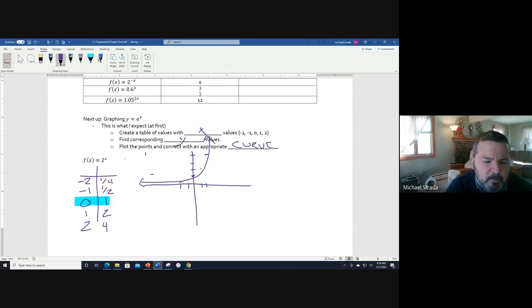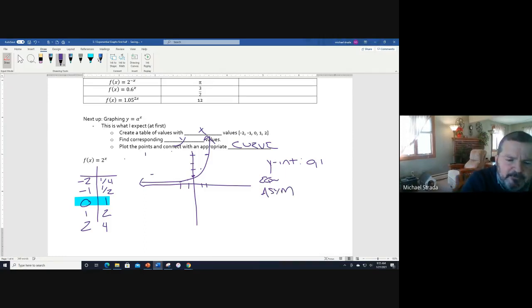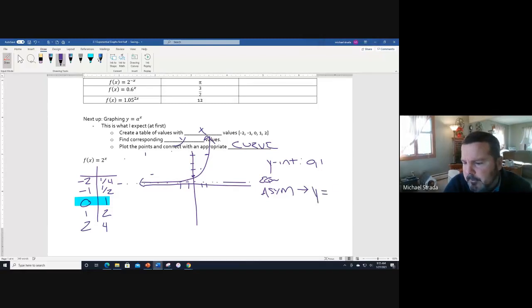So just giving you a heads up, when you have a quiz on this, one thing you will need to give is the y-intercept, (0, 1). The other will be the equation of the asymptote. Remember, the asymptote is a line that your graph does not cross. In this case, that would be y equals 0. We'll discuss more as we progress. Everybody good?